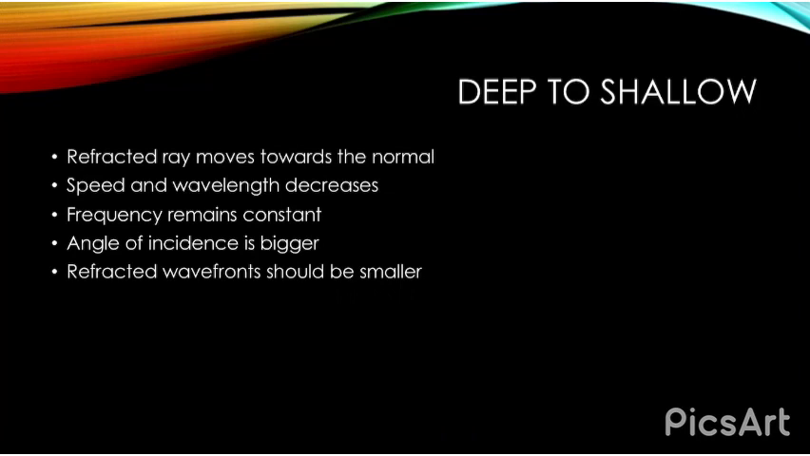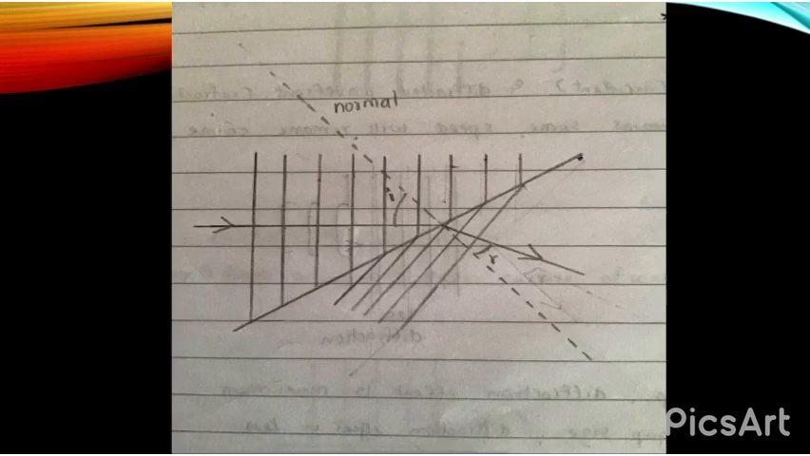Now deep to shallow: if the refracted ray moves towards the normal, the speed and the wavelength decrease and the frequency remains constant. The angle of incidence will be bigger than the angle of refraction, and the refracted wavefronts will be smaller, which means the wavelength will be smaller than the incident wavefronts. So here is an example. Here, this is the barrier. Your incident wavefronts are over here, and this is the incident ray, and the wavefronts should have equal distance.